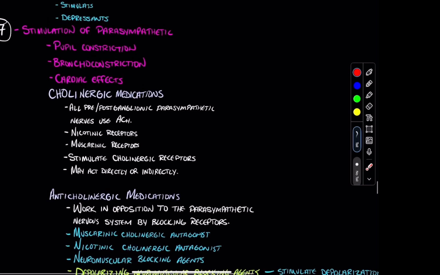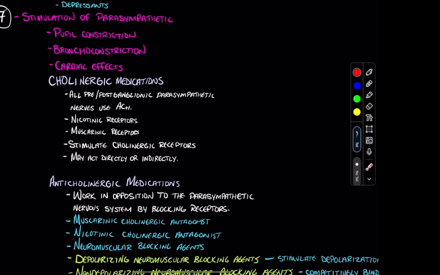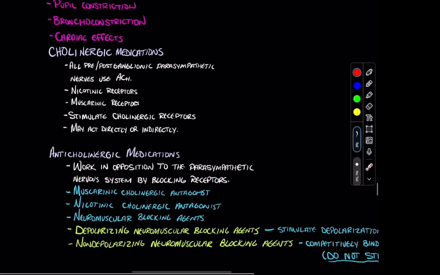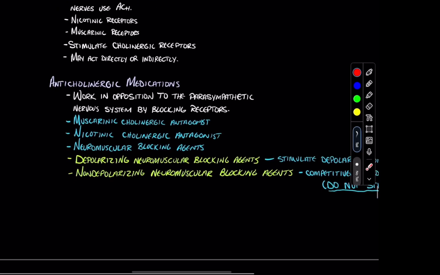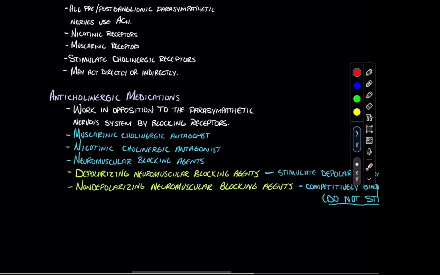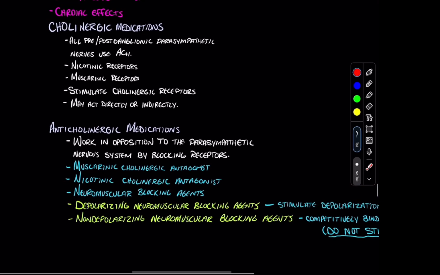So the first grouping is stimulation of the parasympathetic system. If you remember, this is your rest and digest system. So you're going to have pupil constriction, bronchoconstriction, and some cardiac effects as well. These fall into cholinergic medications. And if you remember from earlier, we talked about acetylcholine. So cholinergic, choline, ACh.